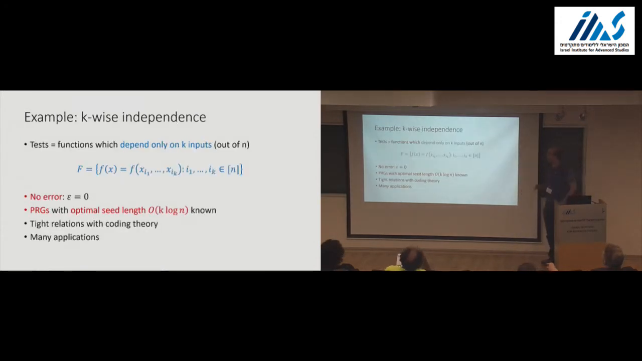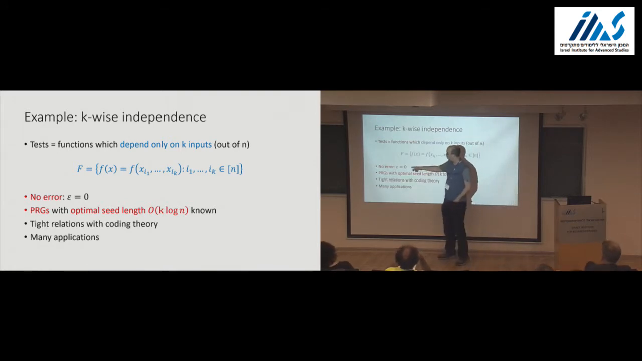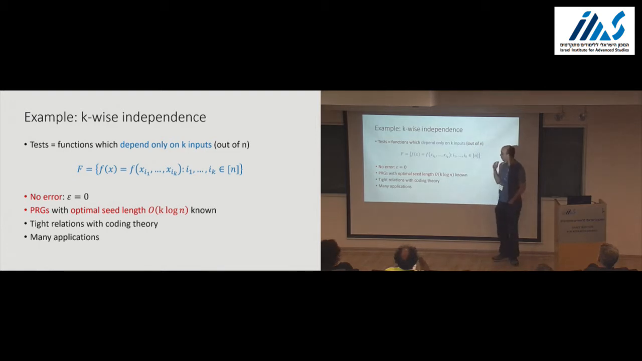So here's one example that probably many of you have seen, which is this notion of k-wise independence. Here we're thinking of functions on n bits that only look at k of the bits, so it's some subset of all Boolean functions. And what we want is to find some distribution that looks uniform. In fact, here we'll ask for the error to be exactly zero, so it should look exactly the same as a uniform distribution. We know the answer: these are what's called k-wise independent distributions, and the optimal seed length is k log n.